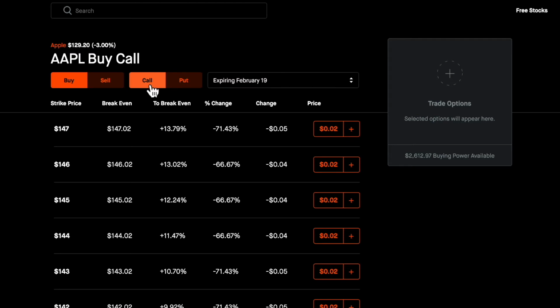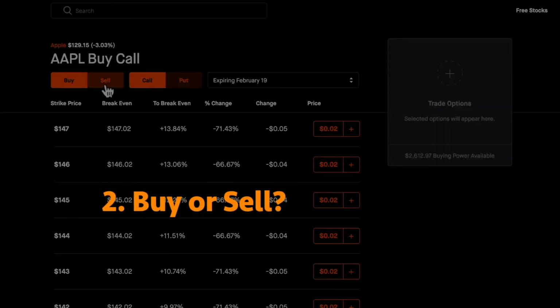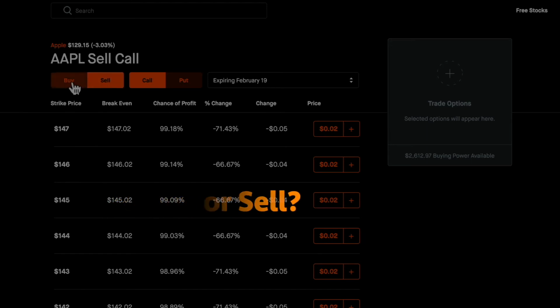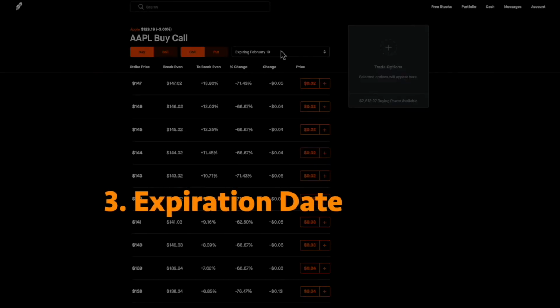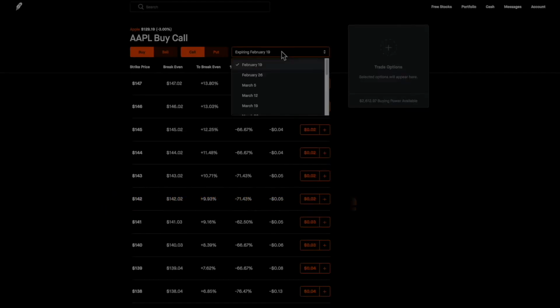And once you decide on the option type, you then decide to buy or sell the option. We will talk about selling and puts later. For now, the default option is buying a call, and that is what we need for this example. The next thing we have to do is to choose an expiration date.